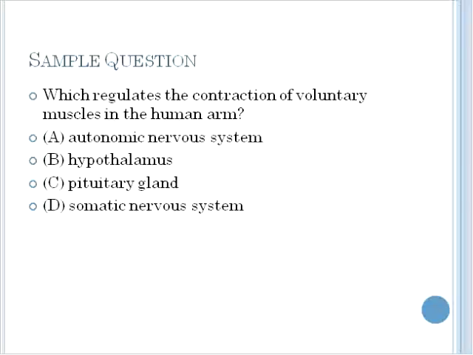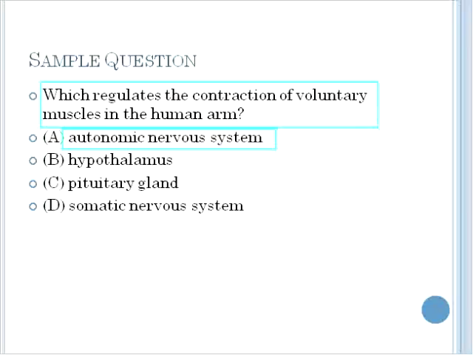The following represents another question that came from an old public exam. Which regulates the contraction of voluntary, the key word is voluntary, muscles in the nervous system? The autonomic nervous system? Well, those are involuntary. The hypothalamus? Well, it's part of the brain. Pituitary gland? Also part of the brain.